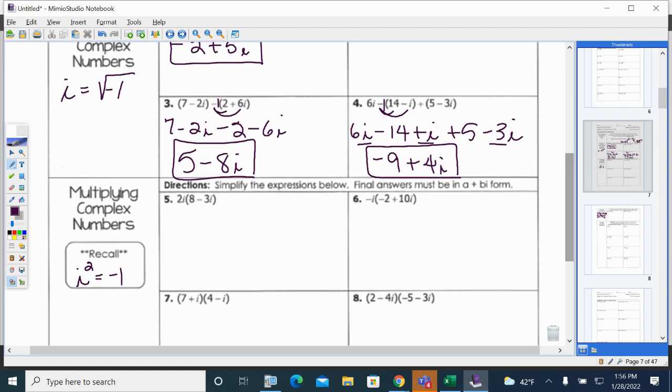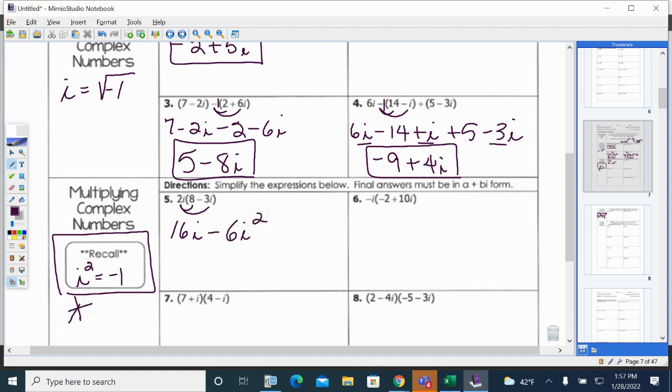In the next section, we're going to talk about multiplying. When we multiply complex numbers, it is important that you remember that i squared is equal to a -1. So again, the directions are to simplify the expressions below. Final answers must be in the form a plus bi. So let's look at example number 5. We are going to distribute the 2i into the parentheses. So 2i times 8 is 16i, and then 2i times -3i is -6i squared.